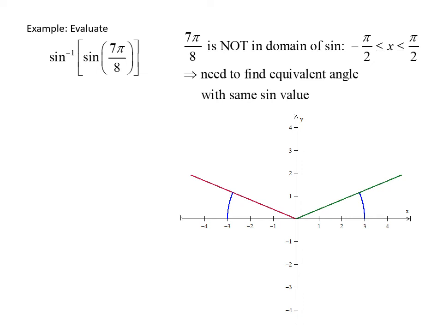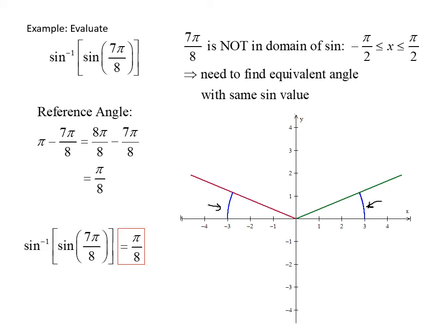So we're going to find the reference angle for our 7 pi over 8. To find our reference angle, we'll do pi minus 7 pi over 8. So that's 8 pi over 8 minus 7 pi over 8, and that gives us pi over 8. So the reference angle, this blue line, is pi over 8. And that means that on the other side, this is also going to be pi over 8. So we're looking for the inverse sine of the sine of 7 pi over 8, and it's going to wind up being pi over 8.